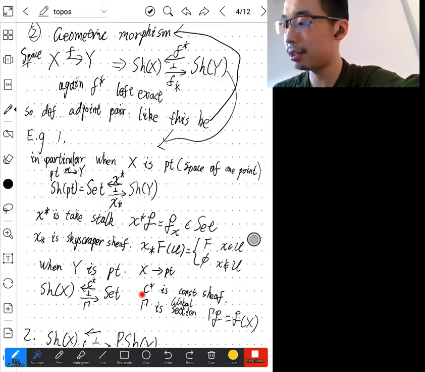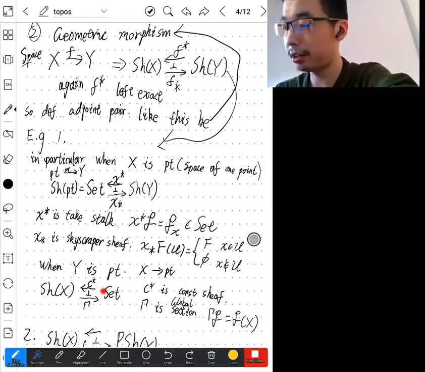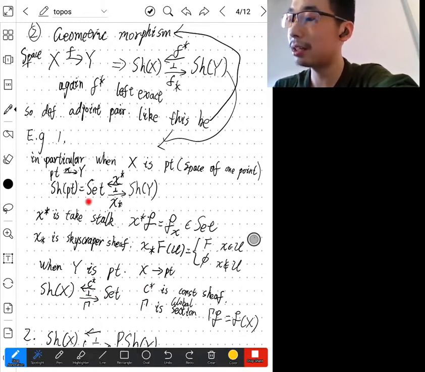So this C star, we call it, is just a constant sheaf. Given a set, we can define a constant sheaf on X, right? So the right adjoint is just taking the global sections, so it's just taking the sections on X. We can again check this is an adjoint pair, and this star is left exact. So that's all defined really geometrically.